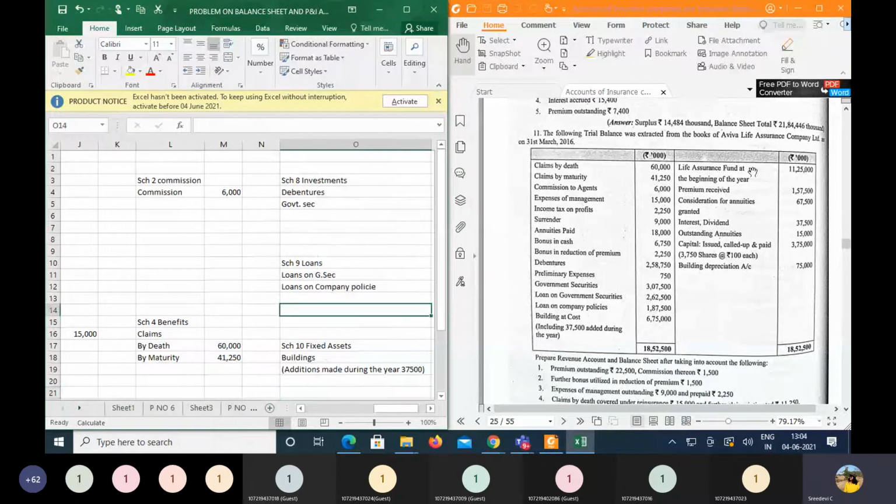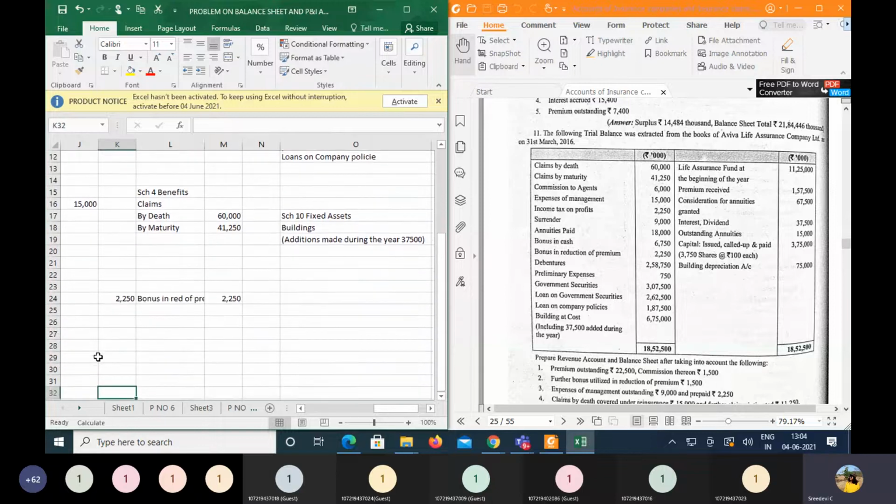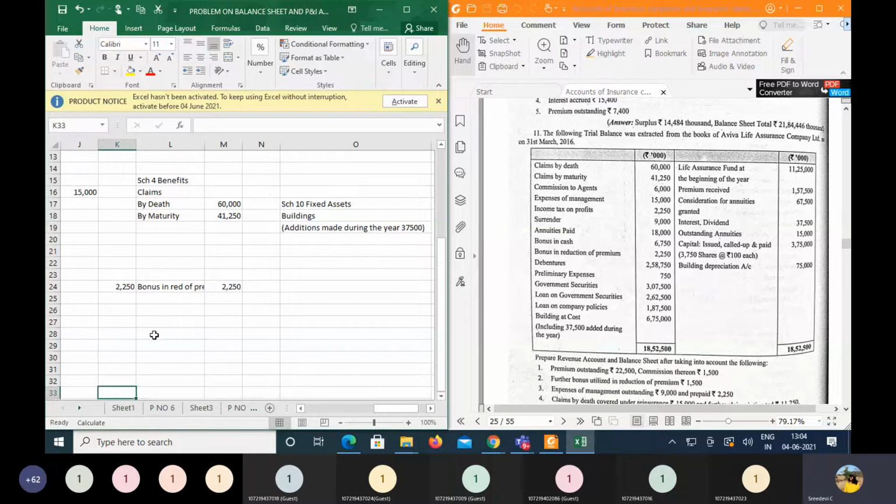Next, after this, now I'm moving to the credit side of the trial balance. So on the credit side, we have the life assurance fund. So the life assurance fund will be taken as schedule number 5. Okay. So here I'm just taking it as schedule. I'm so sorry, it's not 5, it is 6, because it comes under reserves and surplus, because 5 stands for share capital. Okay, so reserves and surplus. So here we have the life assurance fund in short, and the amount of the fund here is 11 lakhs 25.